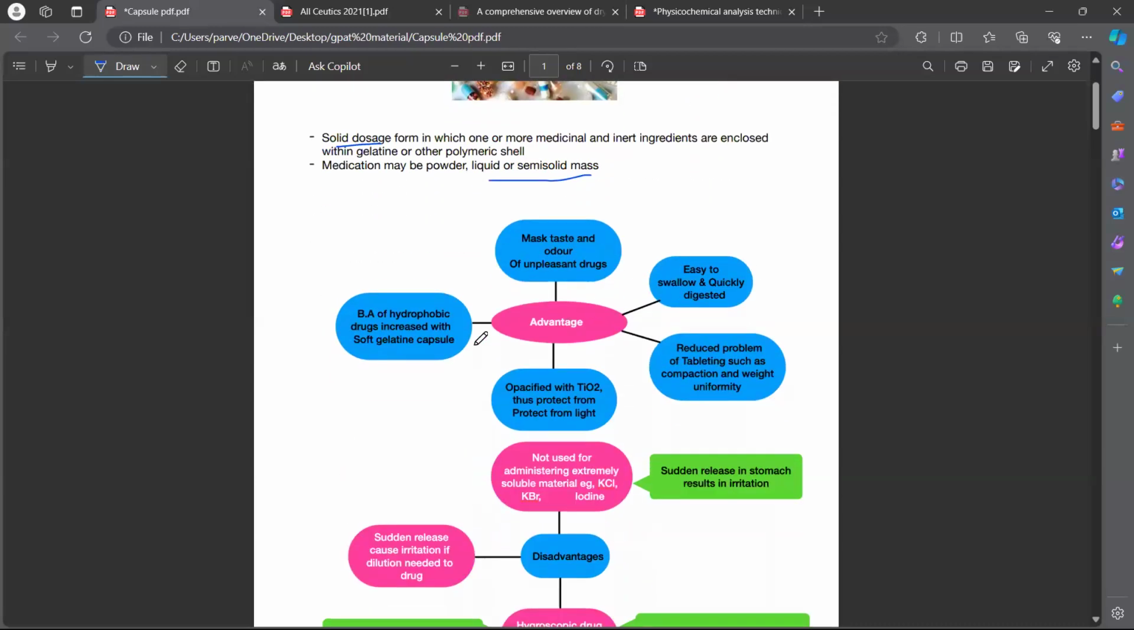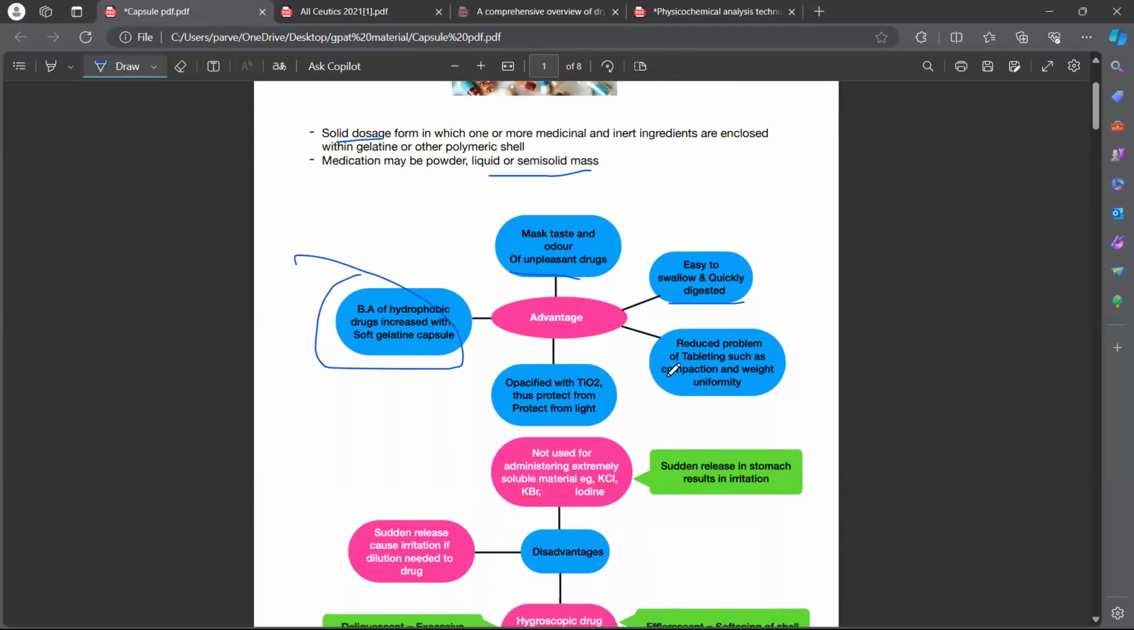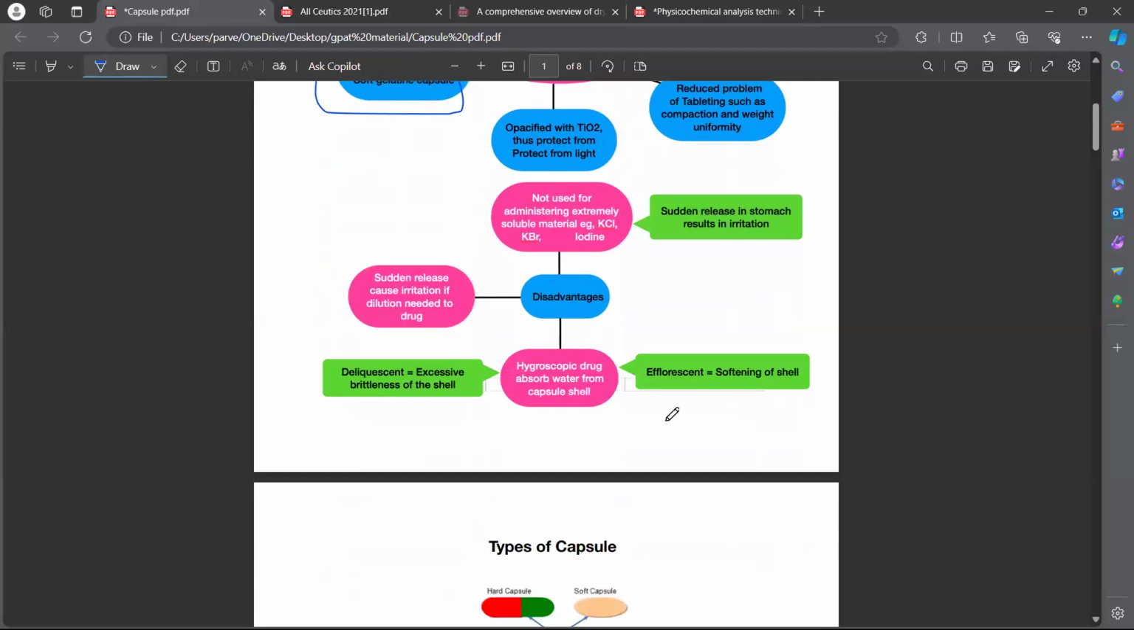These are the advantages of capsules: they can increase bioavailability, they can mask the taste and odor of unpleasant drugs, and they are easy to swallow. While coming to the disadvantages, guys, tell me, what is meant by an efflorescent substance? Come on, guys, say what is meant by the efflorescent substance. Do you know what is meant by the efflorescent substance? What is meant by efflorescence?